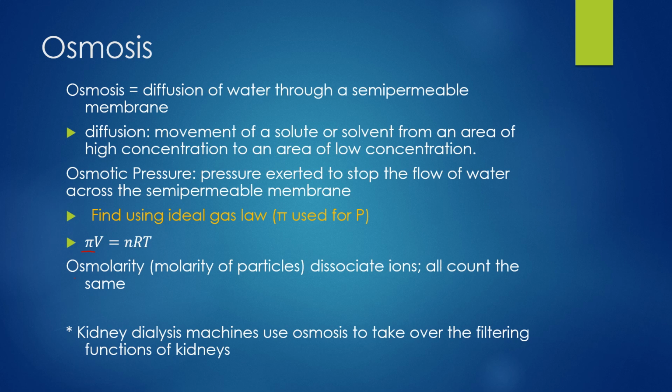There's also another term called osmolarity, and this is the molarity of the particles present during osmosis. Osmosis is often used in kidney dialysis machines. They use this concept to try to take over the filtering function of the kidneys. So they have a membrane that solutions can pass through, and that membrane stops the particles, the ions that they don't want to carry through, while letting the ones that they do want to carry through.